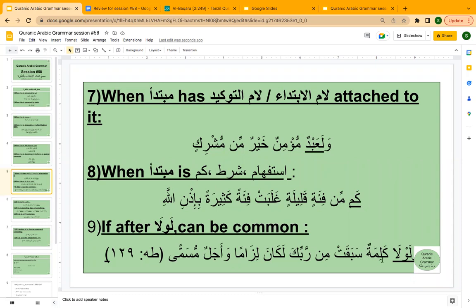So here you can see kalimatun. Kalimatun is coming after lawla, and my sentence, this is just a combination of two huruf here. Okay, so this sentence is a jumla ismiyya, and kalimatun is here the mubtada. Okay, so kalimatun is common and proper.